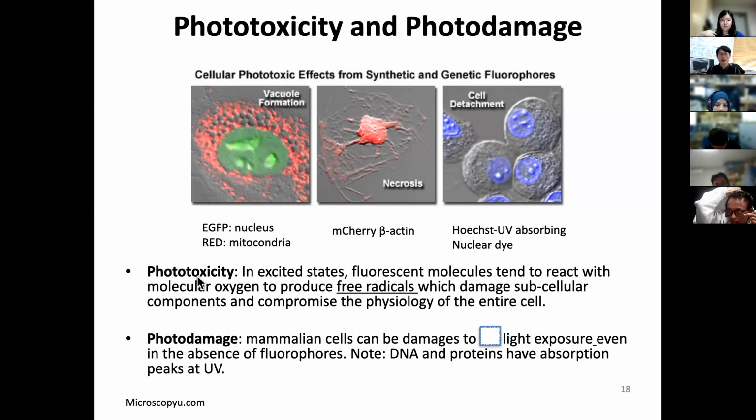On the other hand, photodamage is a little different, irrespective of fluorescence. It's like when you go out in the sun too much, your skin is getting old, and it's like that. Our mammalian cells can be damaged by UV light, high energy light exposure, because that high energy can damage your DNA and proteins, and that can damage your cellular physiology. So that we call photodamage.